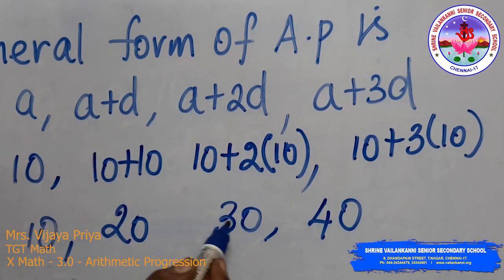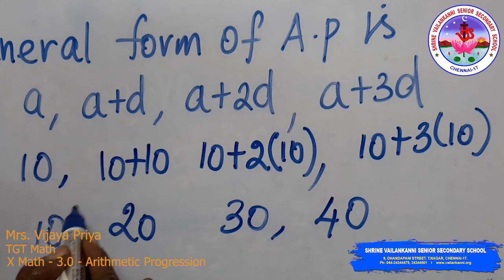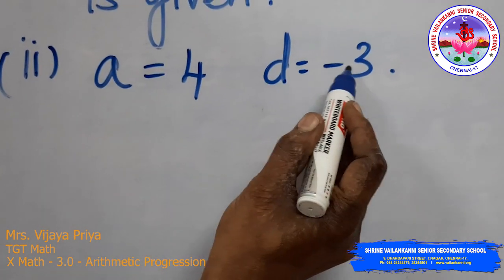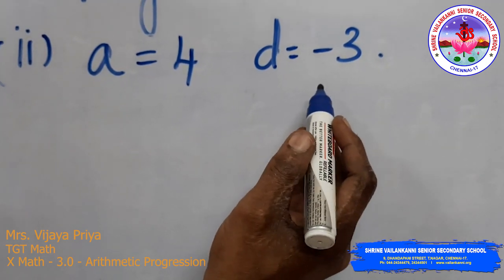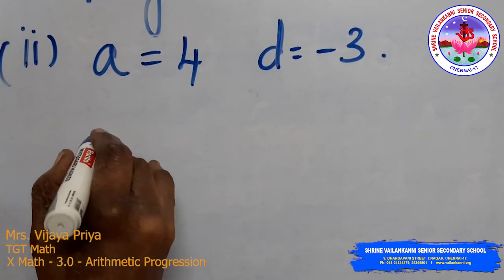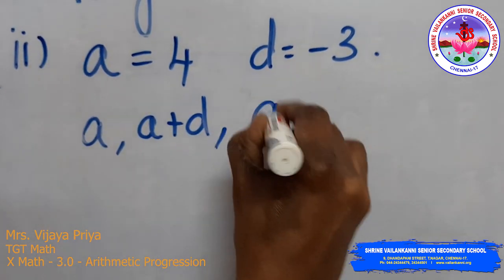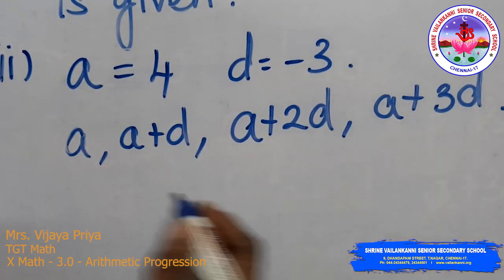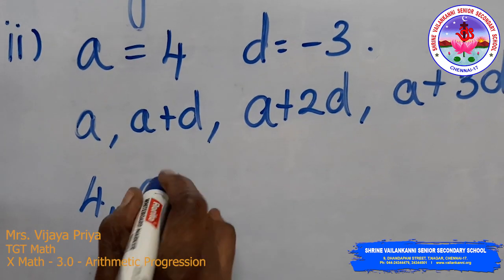So each term is obtained by adding a common difference d to the preceding term. Problem: a is equal to 4, d is equal to minus 3. We need to find the first four terms of the AP. The general form of an AP is a, a plus d, a plus 2d, a plus 3d.